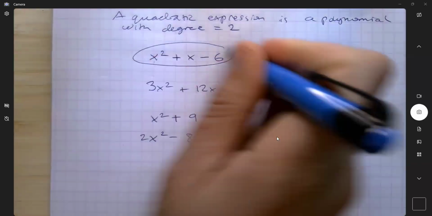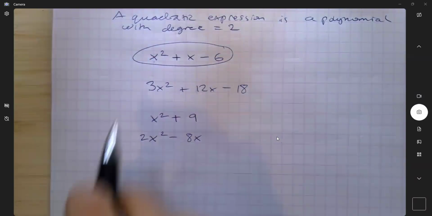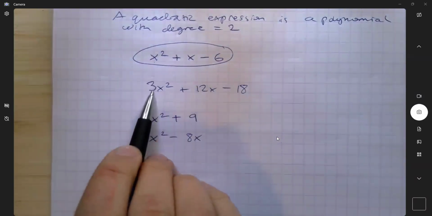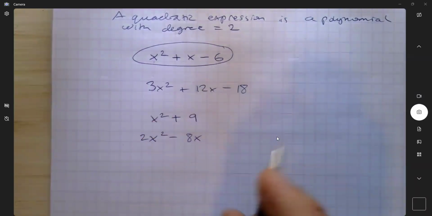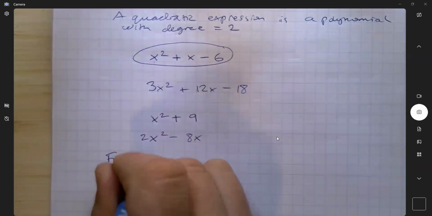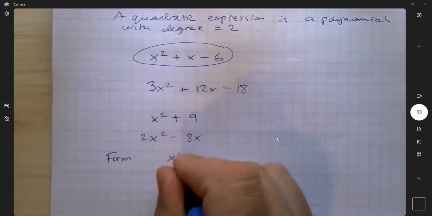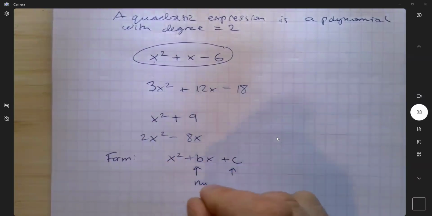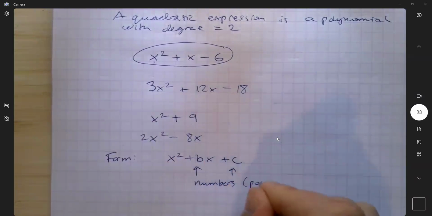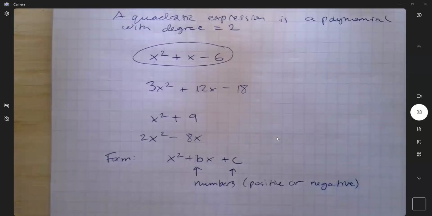The one we're going to focus on in this video is where the x squared is not multiplied by anything, and it has an x and also a constant term. So we call this form x squared plus bx plus c, where b and c are numbers. They can be positive or negative. So this video factors quadratic expressions of the form x squared plus bx plus c.